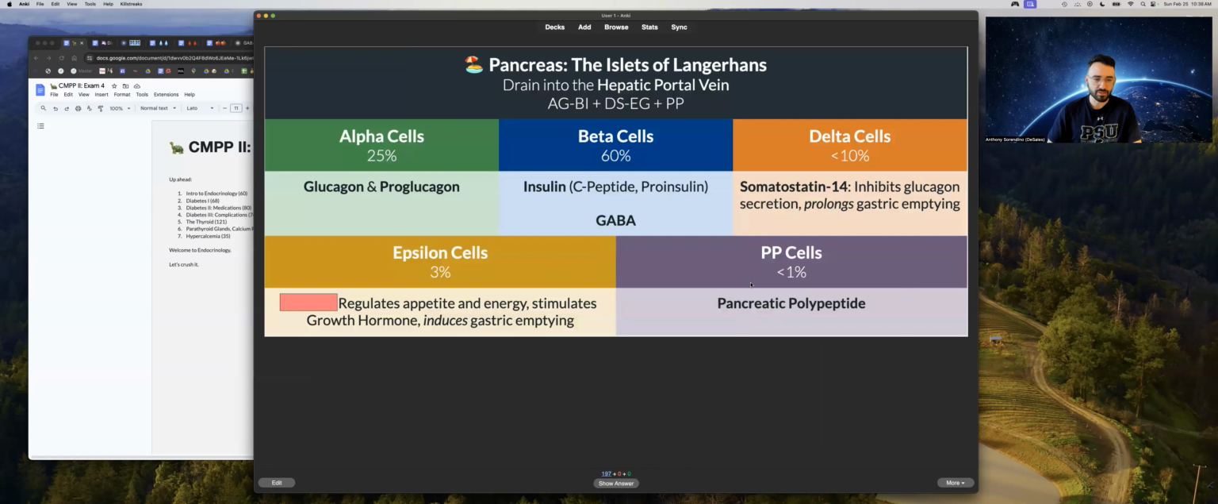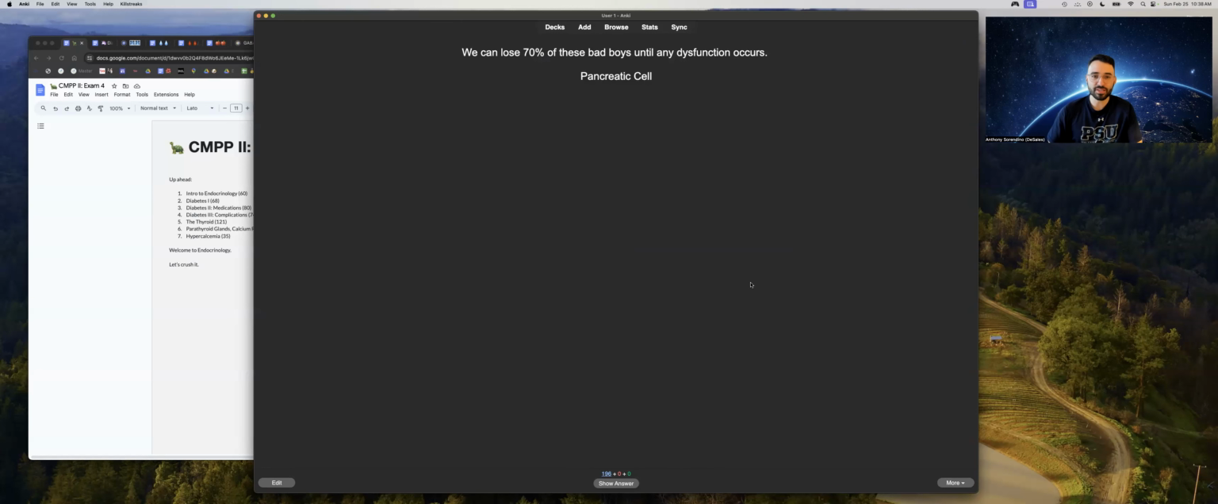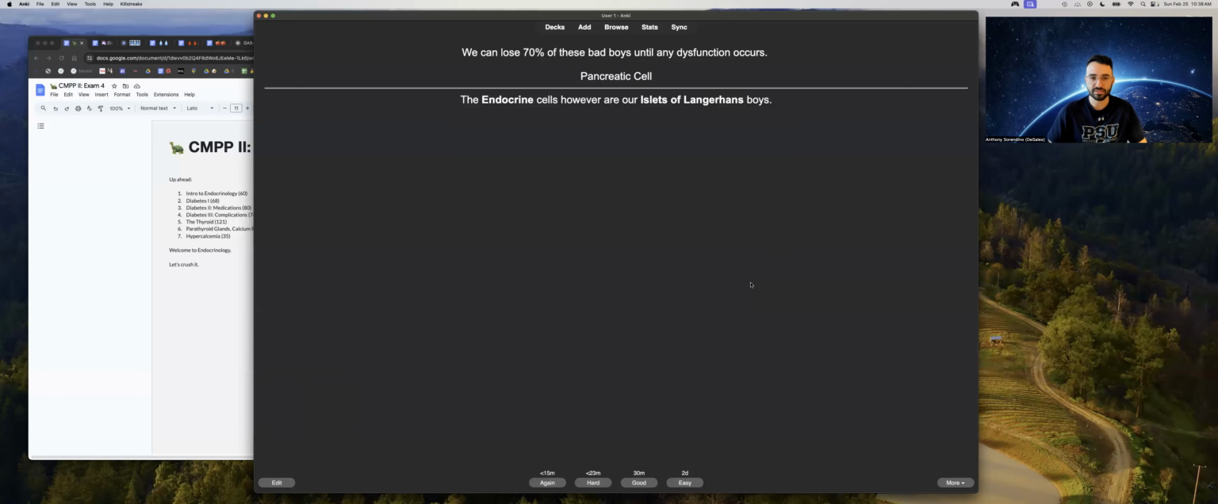What comes out of epsilon cells? Ghrelin again, right? Freaking ghrelin. We can lose 70% of these bad boys until any dysfunction occurs. The islets of Langerhans, islets, whatever.